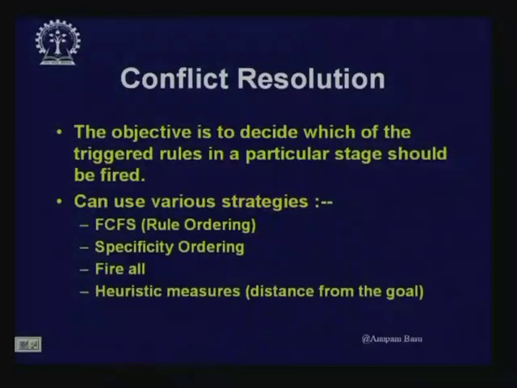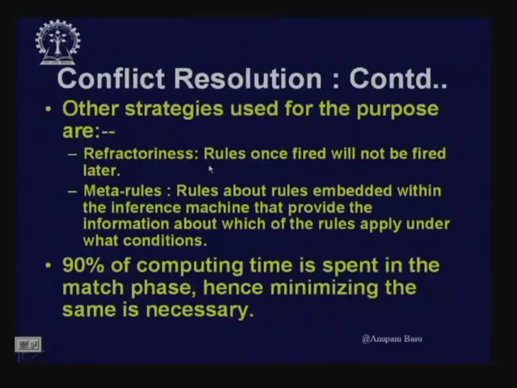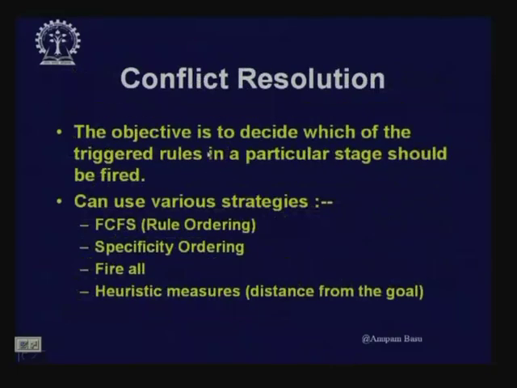So, today we can see that the objective of the conflict resolution strategy is to decide which of the triggered rules in a particular stage should be fired. We can use different strategies like first come first served, rule ordering, specificity ordering, etcetera. Now, what is meant by the first come first served strategy? Let me try to elucidate this point.